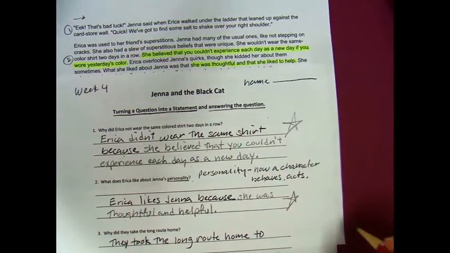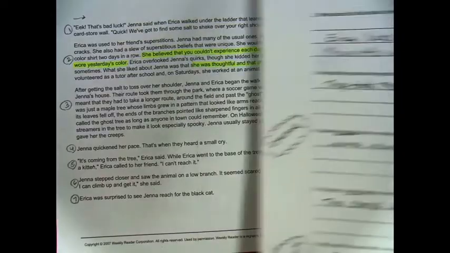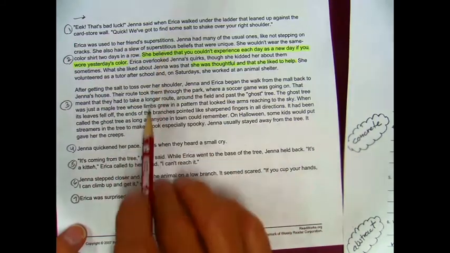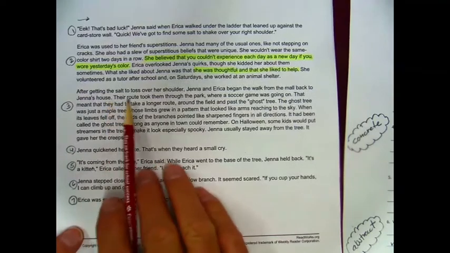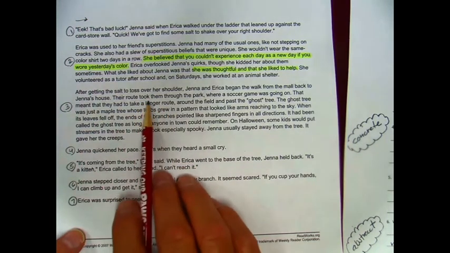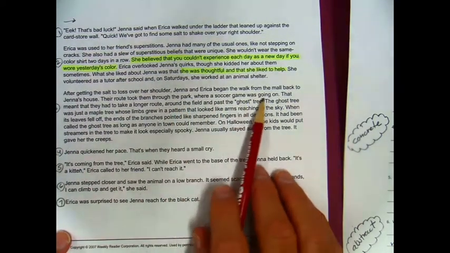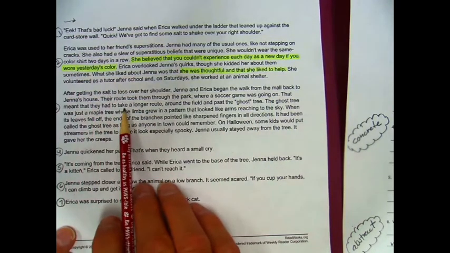Why did they take the long route home? Okay, we already read paragraph 1 and 2, and it wasn't there, so let's look into 3. After getting the salt tossed over her shoulder, Jenna and Erica began the walk from the mall back to Jenna's house. So they're walking back. Their route took them through the park. Okay, that still didn't tell us when. Where the soccer game was going on. All right. Still didn't answer the questions. That meant that they had to take a longer route around the field and past the ghost tree.